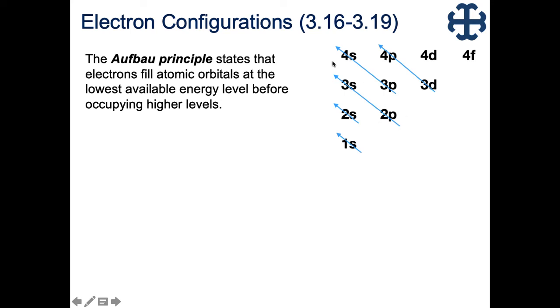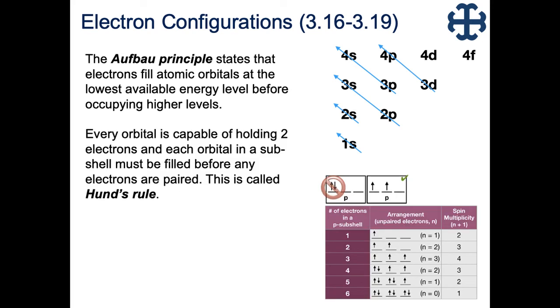Okay? So you can always remember this diagram to help. Essentially what we're doing here is just working our way across rows on the periodic table. Okay? We also have Hund's rule, and Hund's rule essentially says that every orbital is only capable of holding 2 electrons, and before we pair any electrons, we have to at least partially fill all of our orbitals.